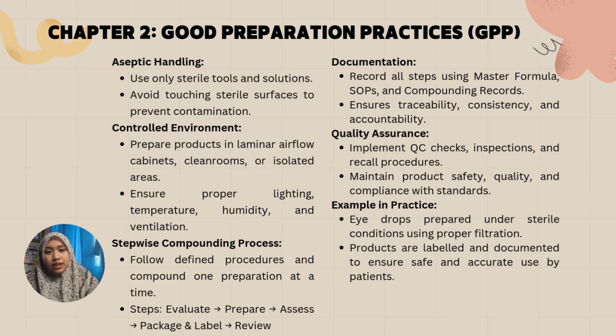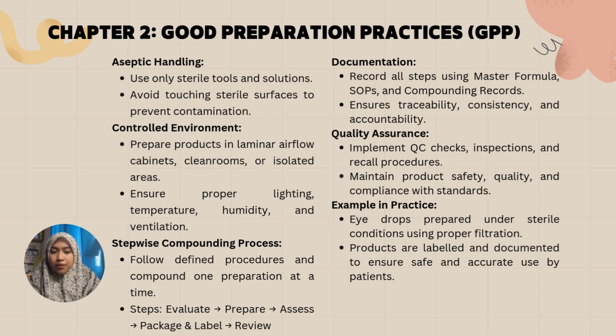The compounding process must follow defined steps, and only one preparation should be compounded at a time to reduce error. The main stages include evaluation, preparing the product, assessing it, packaging and labeling correctly, and finally reviewing the process and documentation. Proper documentation remains essential, and all the activity must be recorded using the master formula, standard operating procedure, and compounding records to ensure traceability, consistency, and accountability.